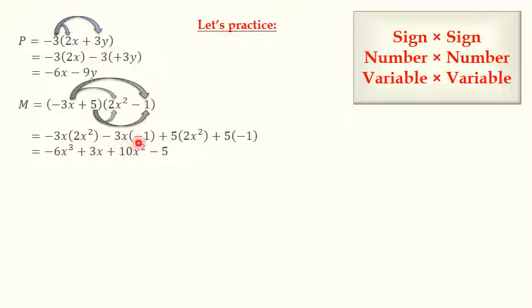Now, minus times minus is plus. 3x times 1 is 3x. 5 times 2 is 10, and we have x squared. And 5 into minus 1 is minus 5, since plus times minus is minus, and 5 times 1 is 5. Now, it's not arranged properly. Start arranging from the greatest power to the least one. So write first minus 6x cubed, then we have 10x squared, then 3x, then minus 5.